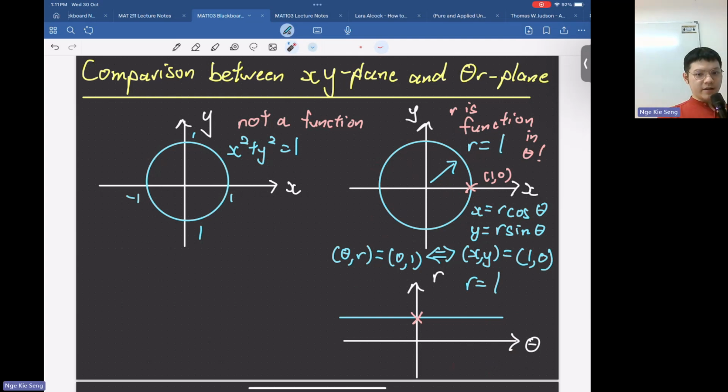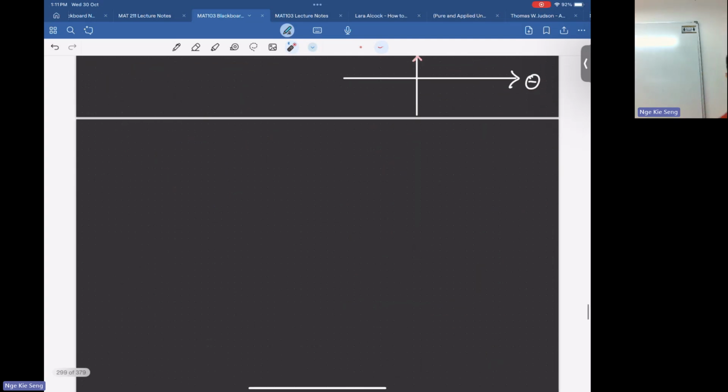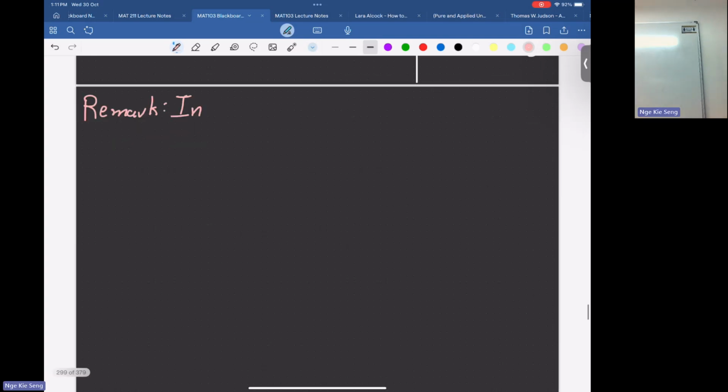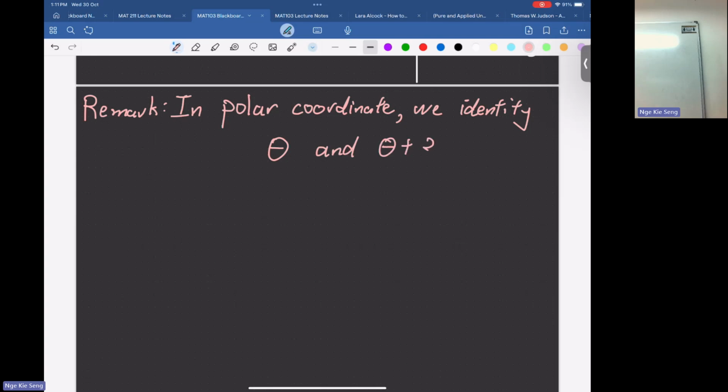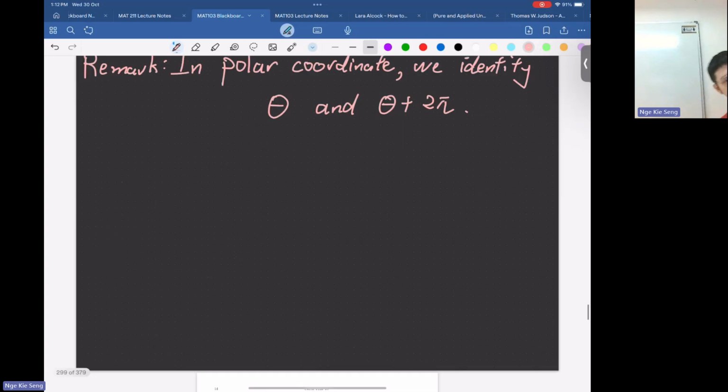Okay, right. So let's make a remark here. Let's compare again these polar coordinates. Already in the example above, we see that in polar coordinates, really we identify theta and theta plus 2 pi together. If you wrap a full circle, it is the same. So let me ask you a question.